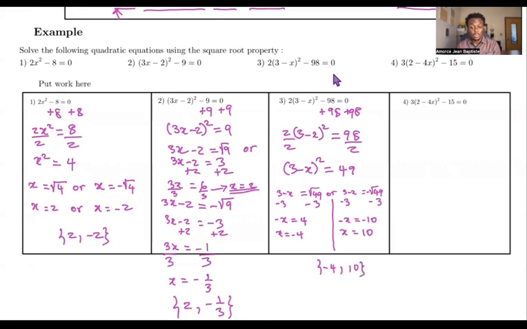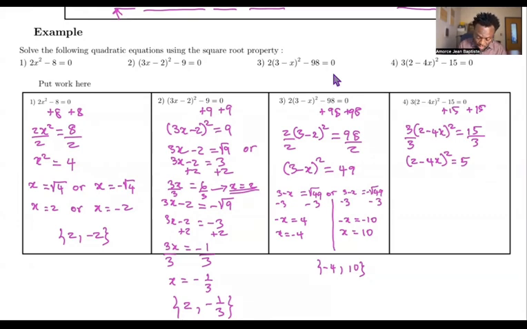The last one is pretty much the same thing. We're going to do it as well. So we can add 15 on both sides of the equation. That is 3 times (2 minus 4x) squared equals 15. We'll divide by 3. So we get (2 minus 4x) squared equals 5.